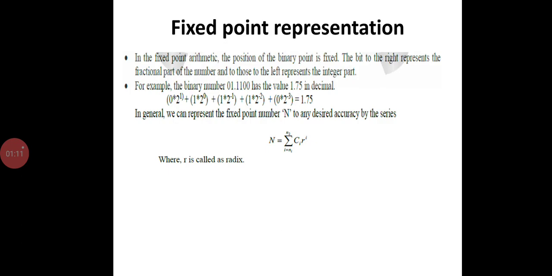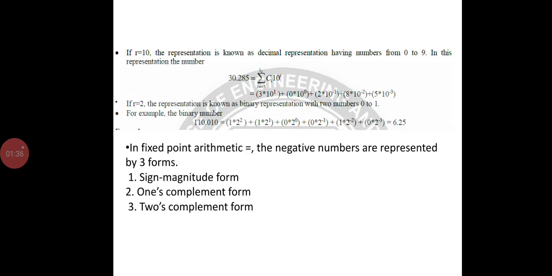For example, 01.1100. Here the equivalent decimal value is 1.75. Therefore, 1 is the integer and the remaining is the fractional part. In general, a fixed point number N of a given accuracy can be represented as N equal to summation of Ci into R^i, where R is the radix.